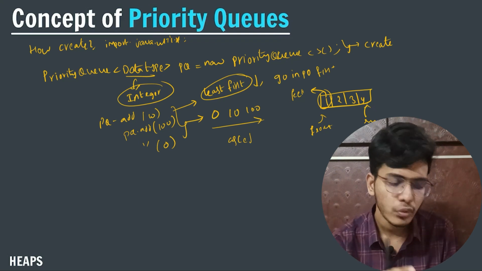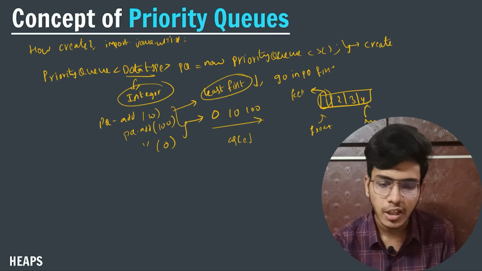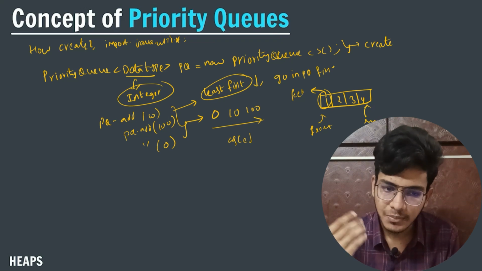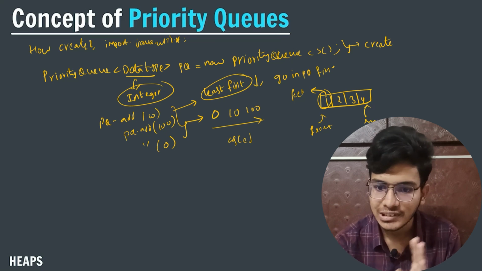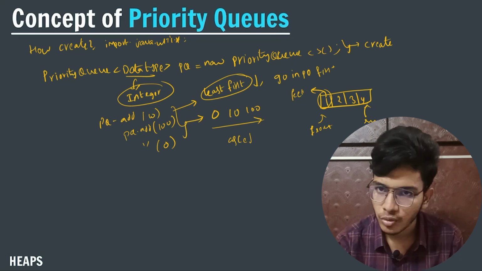But the only difference is the priority. In a queue we don't have any priority. In a priority queue we create some conditions, and based on that criteria we will add elements. So this is the basic difference, and overall the working is the same.